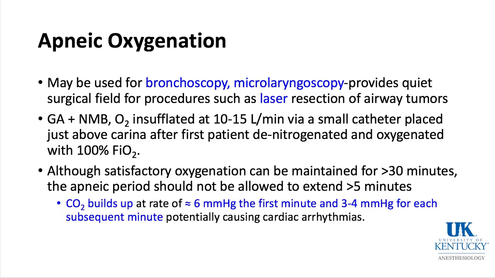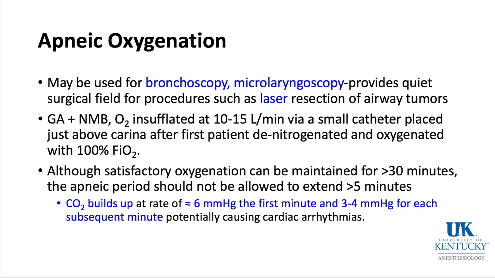The next topic is apneic oxygenation. Apneic oxygenation can be used for bronchoscopy, microlaryngoscopy, to provide a quiet surgical field when you're doing procedures like laser resection of airway tumors. And one of the ways that it's done is a general anesthetic with neuromuscular blockade, an oxygen catheter placed just above the carina, and gas, oxygen that is, insufflated at 10 to 15 liters per minute after the patient has been denitrogenated and oxygenated with 100% FiO2.